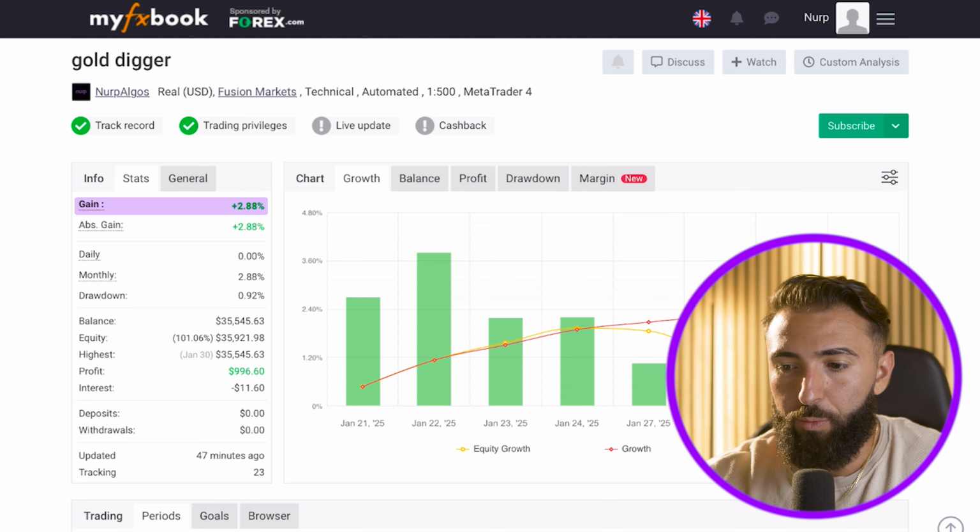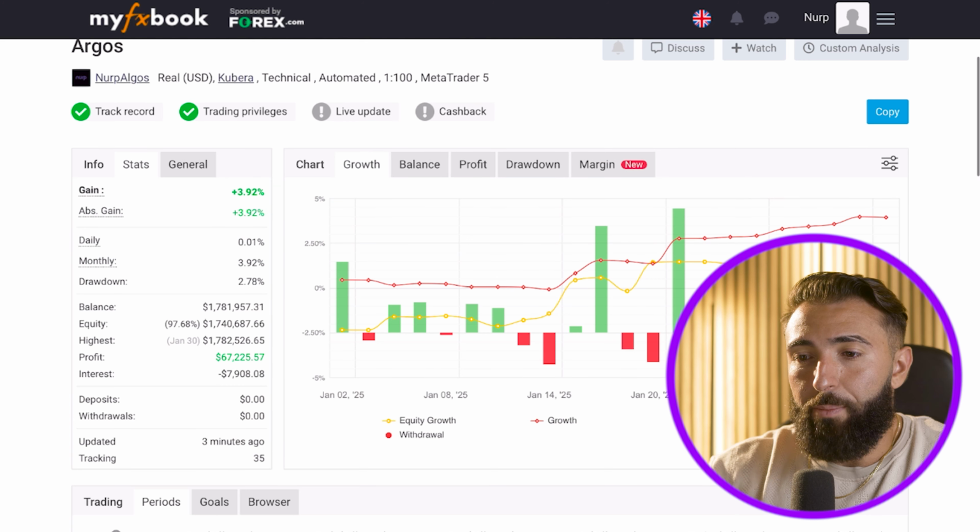If we scroll down, it took 33 trades for the month of January, and its profit factor is unreadable, so that must mean it won 100% of its trades. I'll say that again. In the month of January, it won 100% of its trades. Let's just move on.